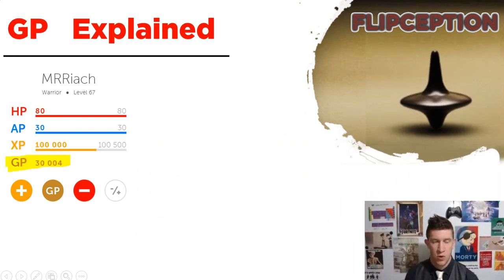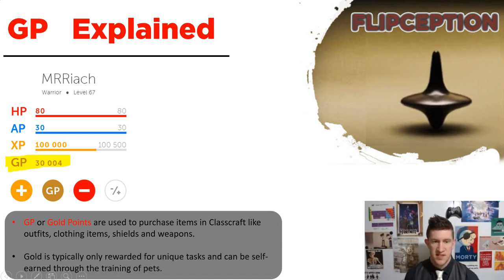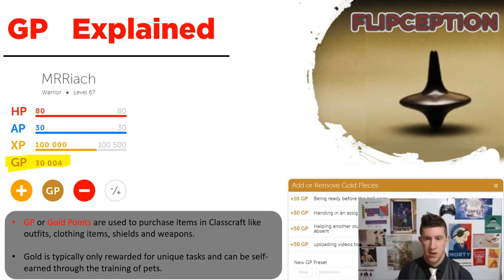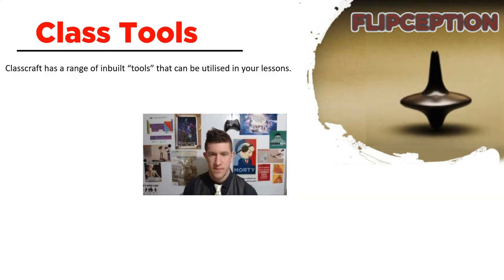Now if we look at gold, or GP. This is used to purchase items in Classcraft, like outfits, clothing items, shields, and weapons. Gold is typically only rewarded for unique tasks, and it can be self-earned through the training of pets. So here's some of the examples that I use for gold: being ready before the bell rings, handing in an assignment a day early, helping another student catch up from being absent, or uploading videos to OneNote.